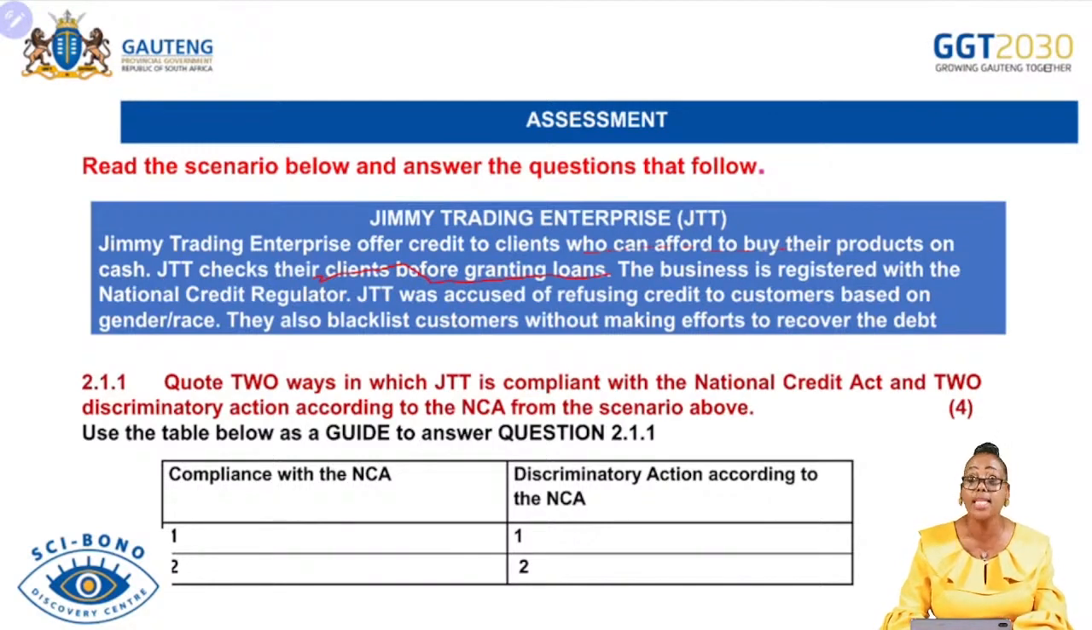The business is registered. Oh, wow. Remember we talked about the NCR? That business must be registered. It's part of compliance. So here we see JTT doing that. It means they're compliant. Wow.